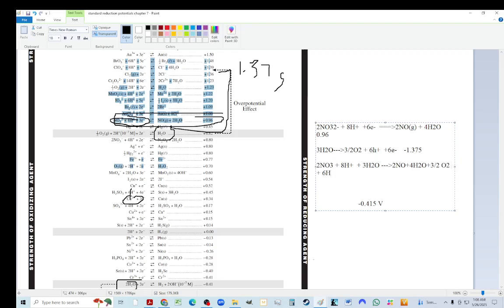Then you notice that there's 8H+ on the left and 6H+ on the right. Get rid of 6 of them, and that would be your balanced equation with 6 electrons being transferred. Because that will come up in the other equations like the Faraday equations, the Nernst equation. You'll need to know the number of electrons.